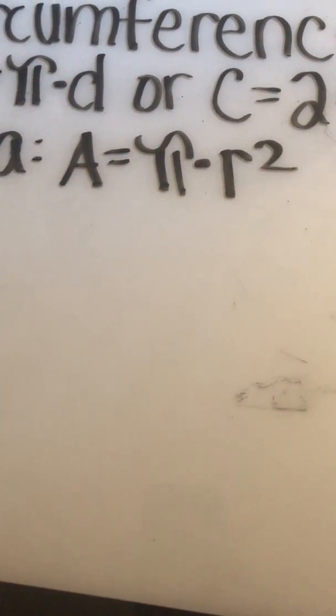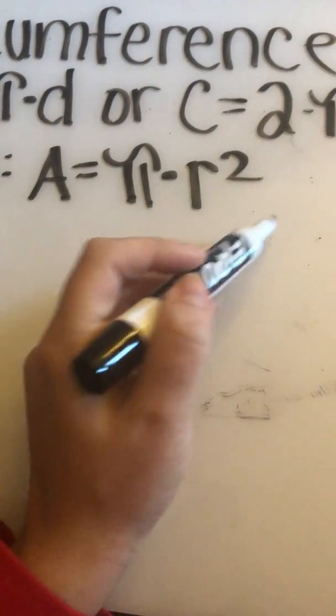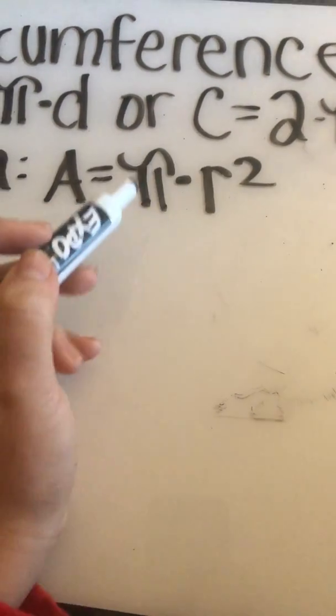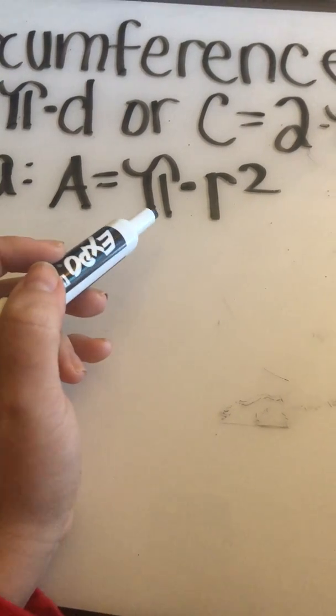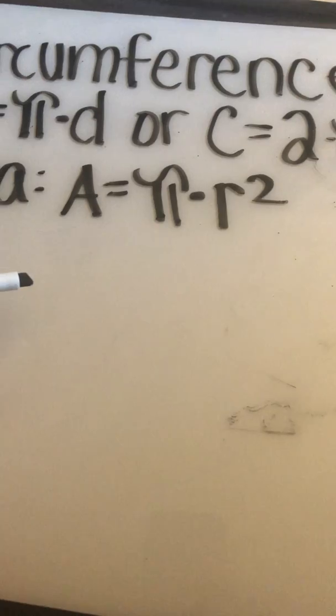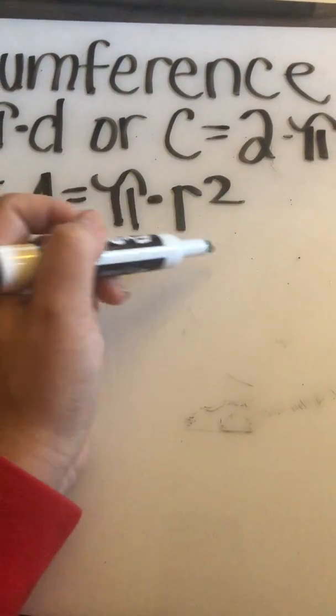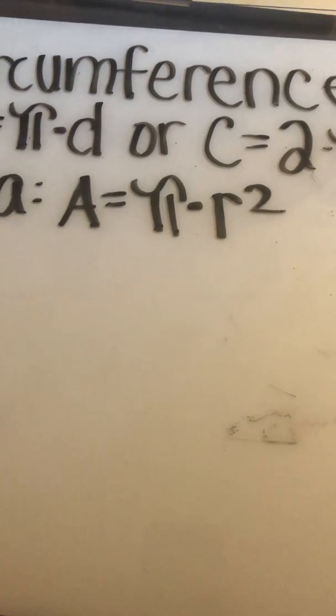Okay, so if they give you a radius, you plug it in, you raise it to the 2nd power first, and then you would multiply by pi to round your answer. Okay, if they give you a diameter, then you would just cut it in half first and then plug it in for your radius, raise that to the 2nd power, and then multiply by pi.